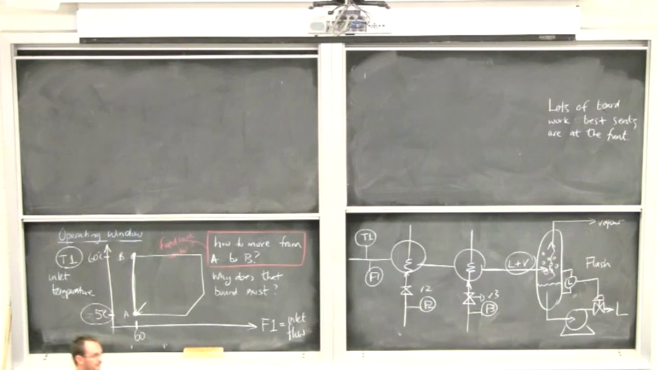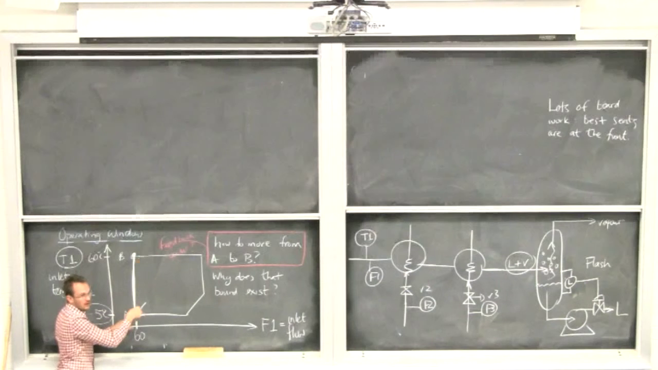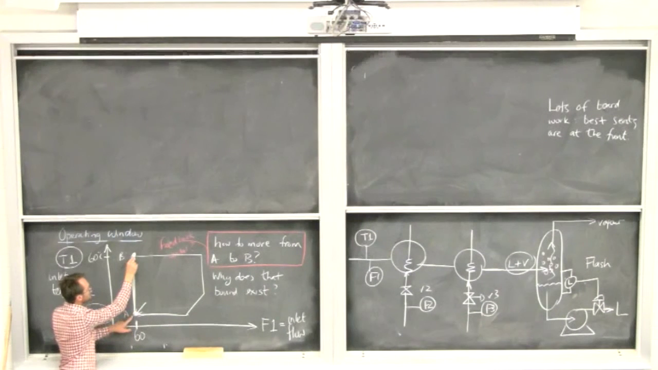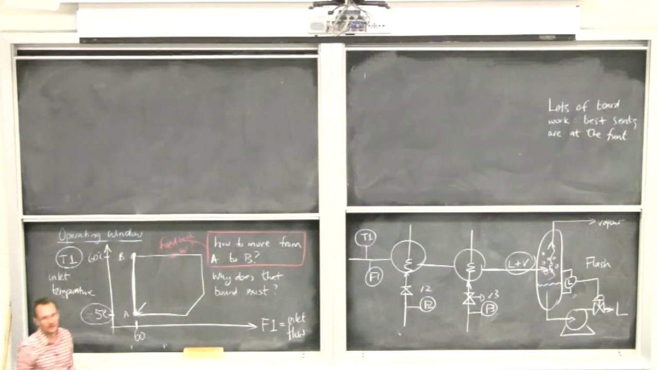So wouldn't it be maximum open at A, but at the highest flow rate, F1? Okay, I see. We'll cover that line in a minute, so I see where you're going. Good point. Okay, so let's come up this direction. We'll work clockwise. So to go from A to B, at point B, where are those valves V2 and V3 then? Fully closed, okay?